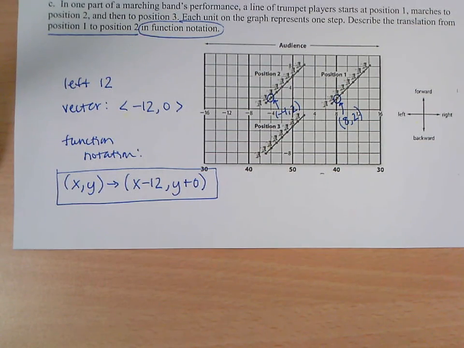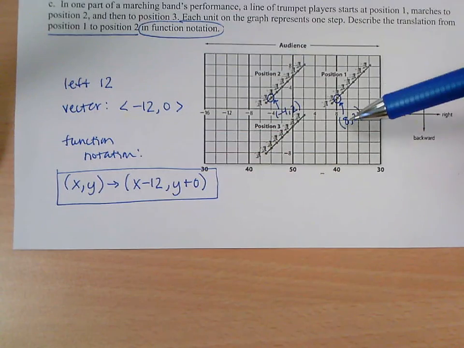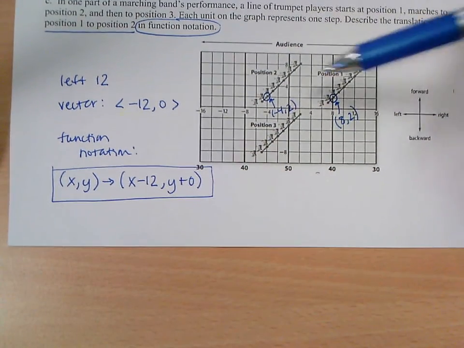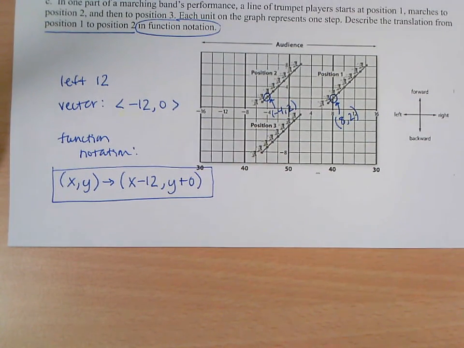And then you could double check for the 2 points we plotted just to make sure. If I take 8 and I subtract 12, I do get -4. If I take 2 plus 0, I do get 2. So you could double check it that way. Any questions on that? Okay. Those are translations.